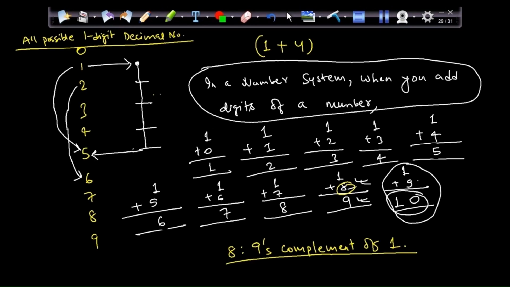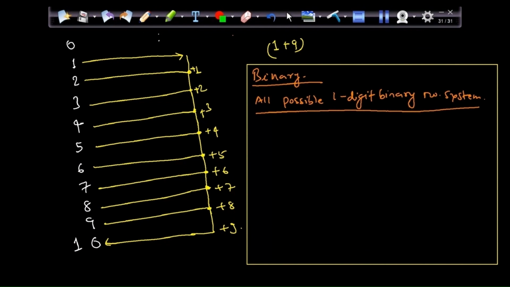Okay, so a demo of this we have seen in the decimal number system. To 1, the nine's complement is 8. So for anything less than or equal to 8, the number of digits is still 1. The moment you add a number to 1 which is greater than the nine's complement of 1, the result would be a number which has more digits than the participating operands, the whole possible one digit numbers.